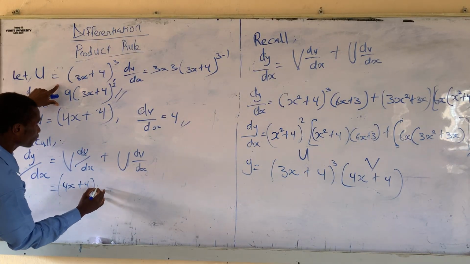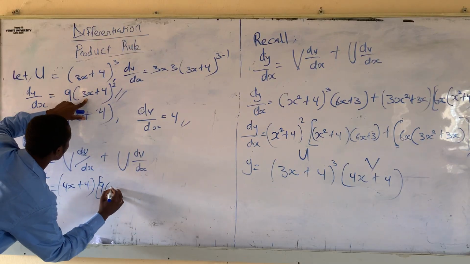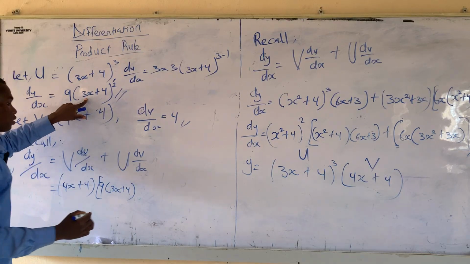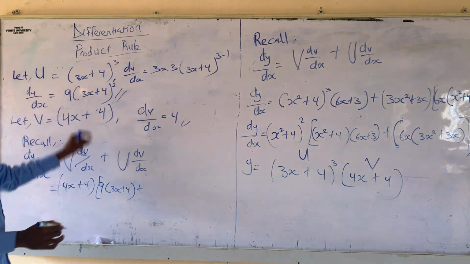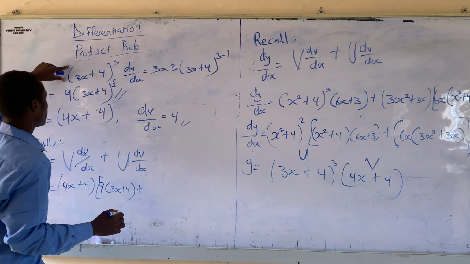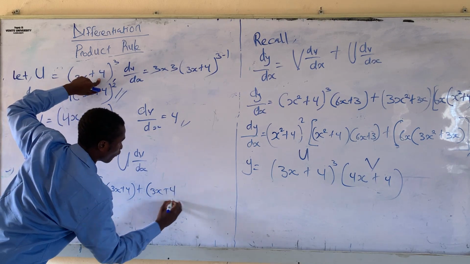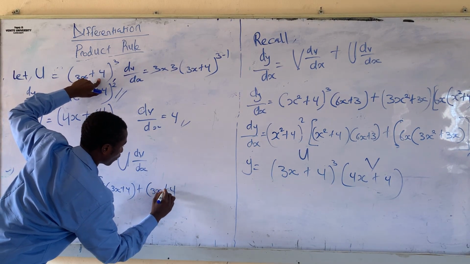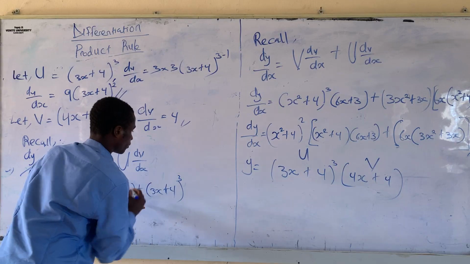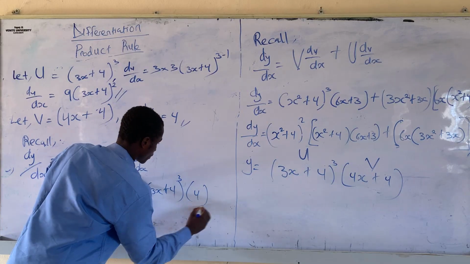Is 9. We have 9 bracket 3x plus 4, plus here we have our u. What's our u here? Our u here is bracket 3x plus 4 raised to power 3. And our dv over dx is 4.